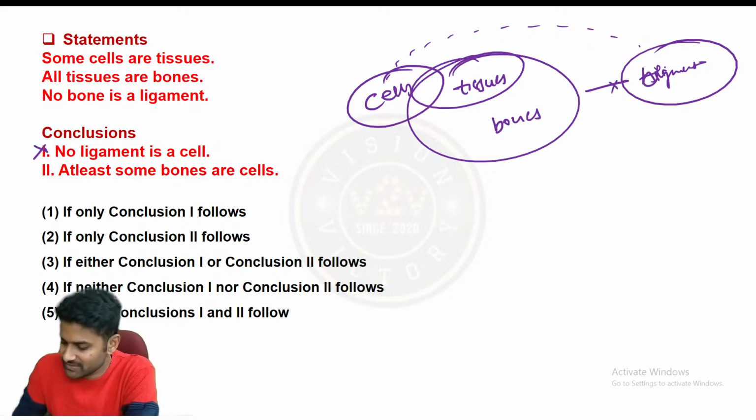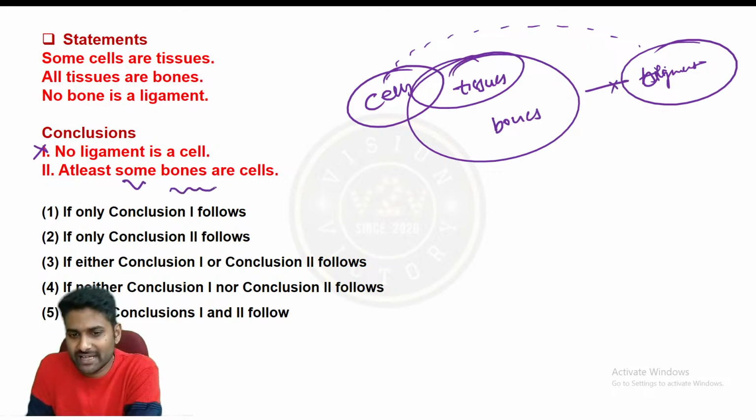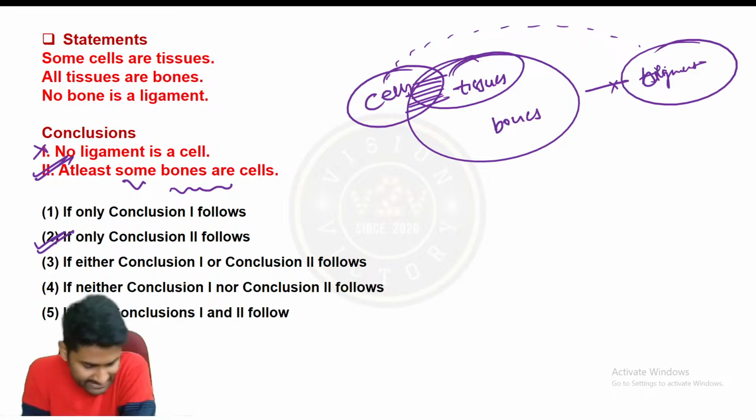That's why "no relation" is an invalid relation. At least some, guys, we need a direct relation. Bone and cell: some bones are cells. Yes, we have a minimum overlapping in the question. Conclusion 2 is always valid.